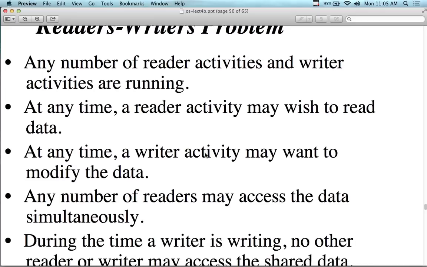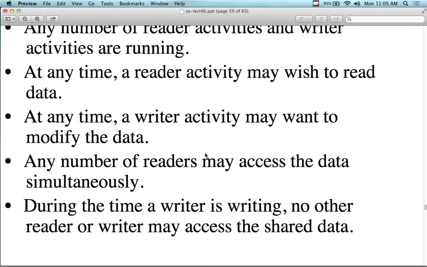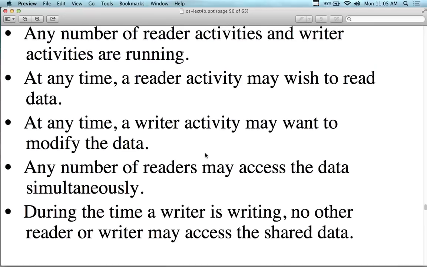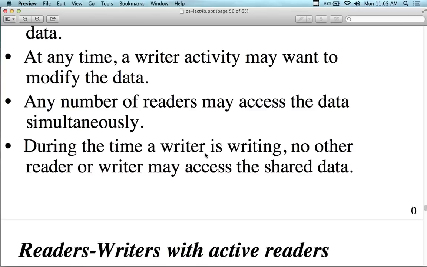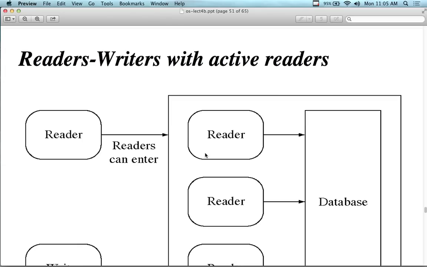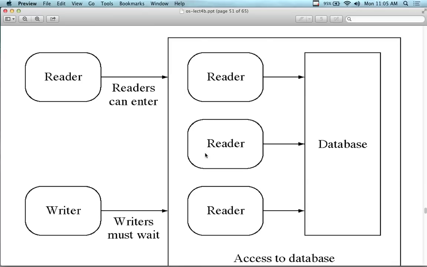So what we're looking at is how to coordinate those activities: what order should we put them in? How many readers can we allow? How many writers? At any one time, a writer activity may want to modify the data. A reader might want to read or access it simultaneously. So we have this scenario in terms of the active readers, the people who are trying to read data.